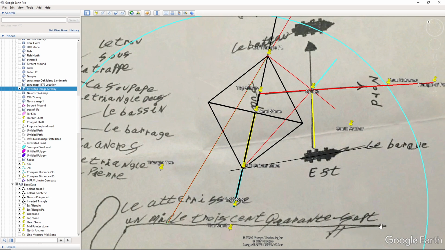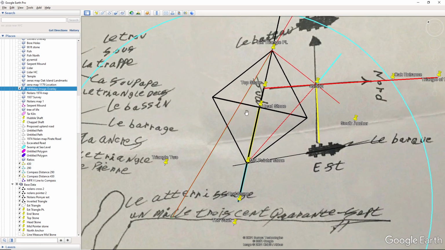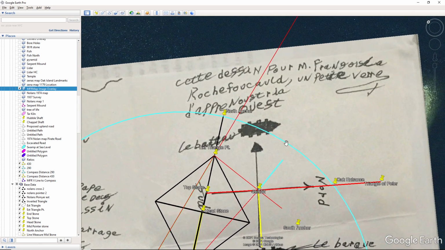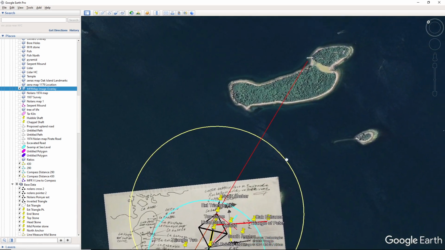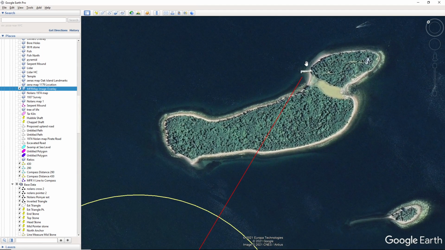But it tells you here's the end. The end is this line. So we took it out to here, to this distance, that's underneath there. And if you take a line and extend it out all the way to that island, see where it lands?